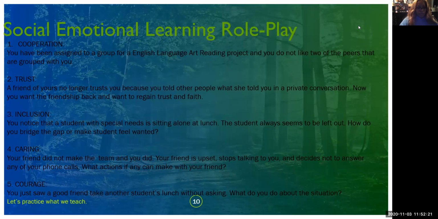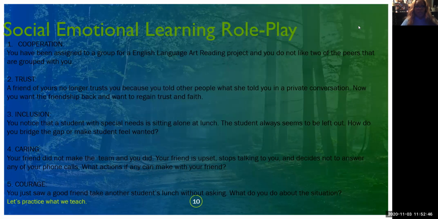So right now, we're going to take the time to do some social emotional learning role play. Because before we teach it, don't we need to practice it ourselves? Because it says practice what you teach and teach what you practice. So we're going to practice. One of our situations, we have 5.